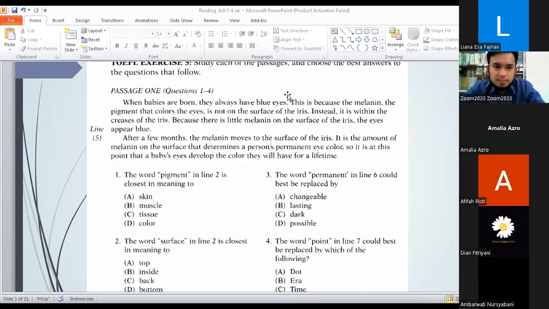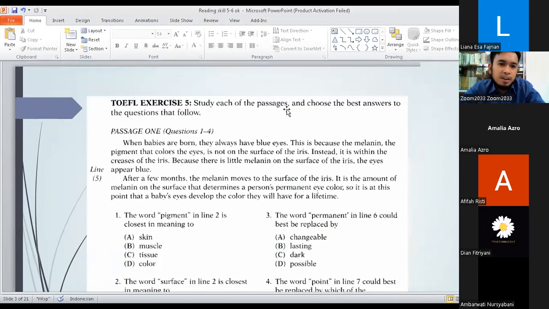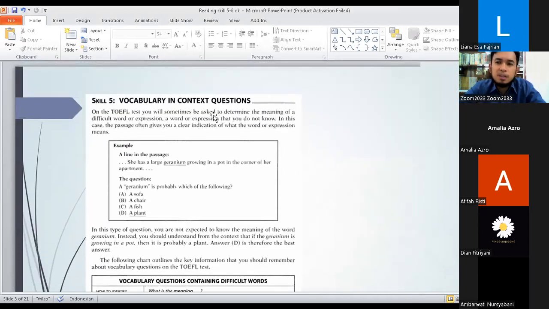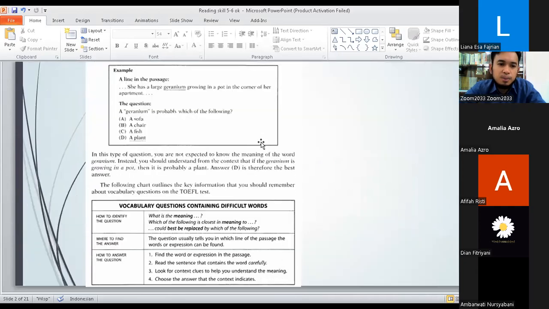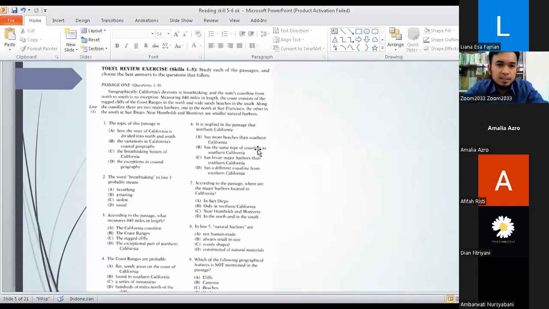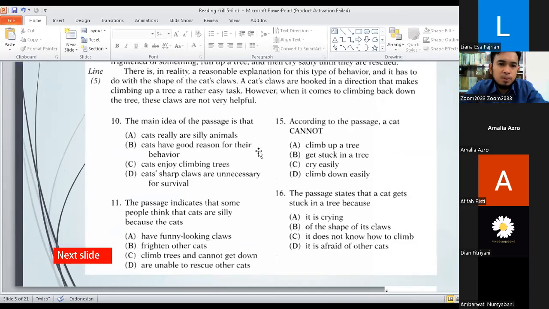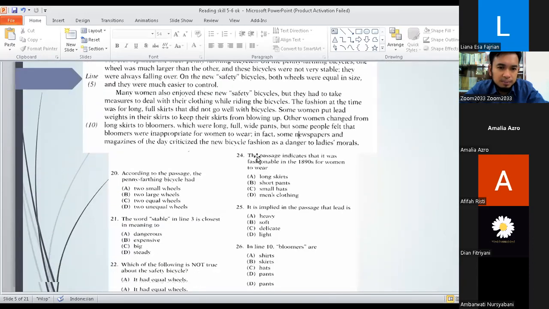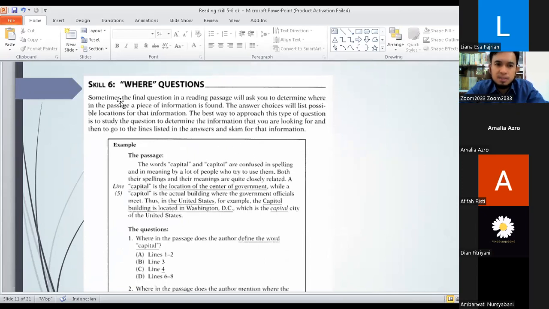Are there any questions? So this is how we can identify vocabulary in context questions. And then we go to the following skill, skill 6, about where questions. Sometimes the final questions in the reading ask you to determine where in the passage a piece of information is found. It's just a simple question: where in the passage is it?